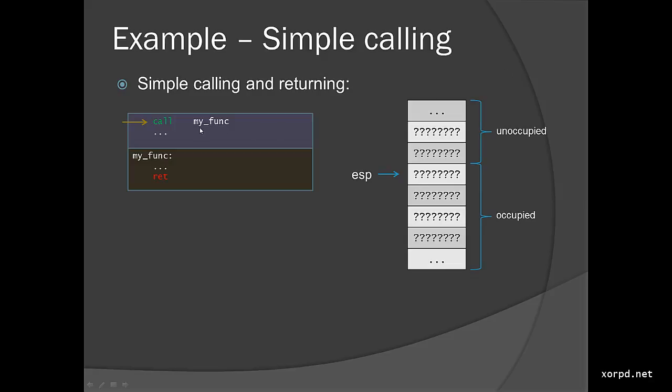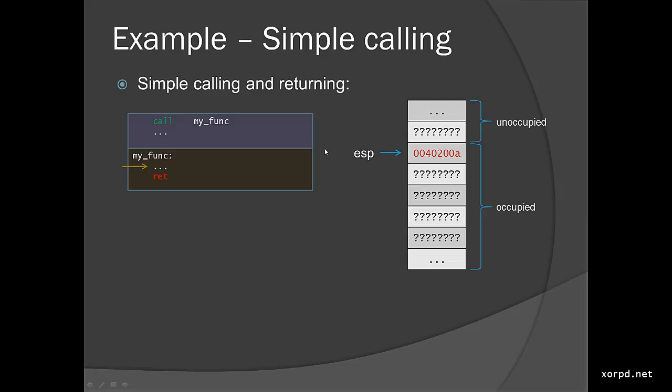Let's see what happens when we call myfunc. What happened is that a return address was pushed into the stack and ESP was decreased by 4 to point to the new location. We can also see that the occupied space has increased by 4 bytes and the unoccupied space has decreased by 4 bytes. Let's see it again. Now we assume that some instructions happen here inside myfunc.